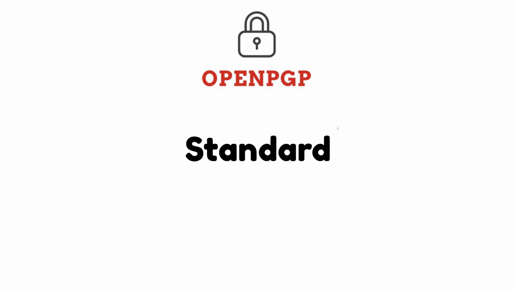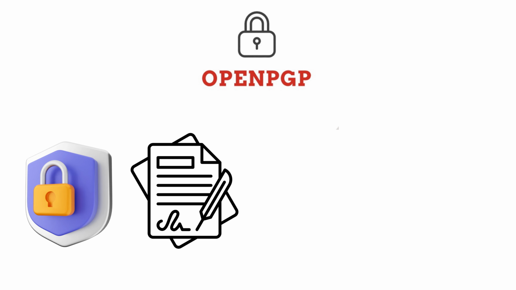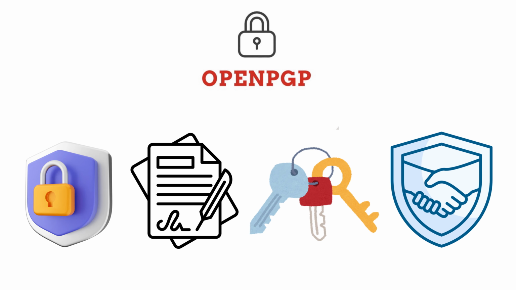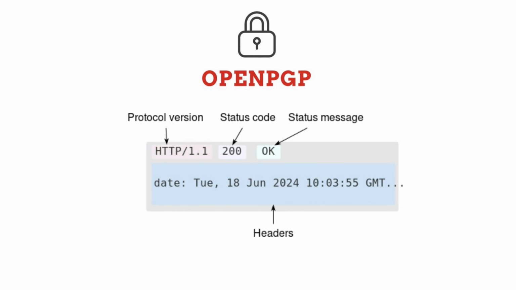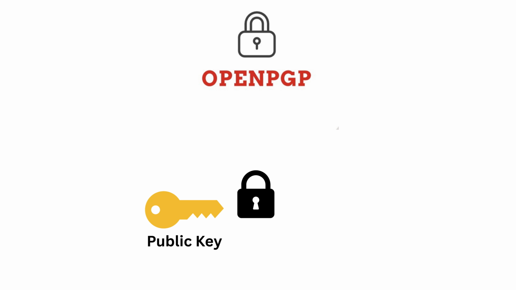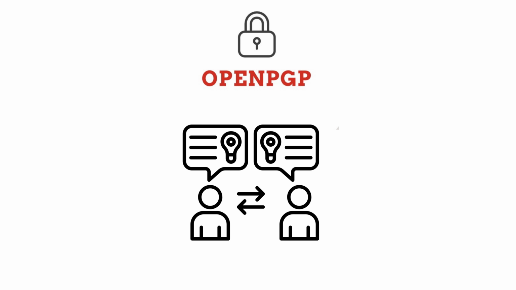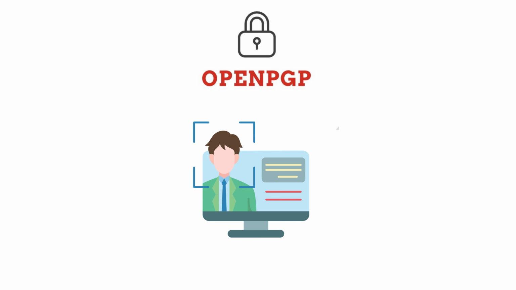First, let's clear up the confusion. OpenPGP is a standard, not a tool. It defines how encryption, signing, keys, and trust should work for secure communication. Think of OpenPGP like HTTP. It is just a rulebook. Tools like GPG are implementations of that rulebook. It uses a public key for encryption and a private key for decryption, allowing users to securely exchange sensitive information. It also allows you to verify the sender's identity and check for tampering.